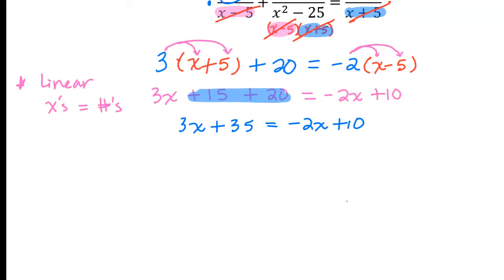And then I need to move the x's to one side and the numbers to the other side. I can either subtract 3x over here, but that's going to be negative 2 minus 3, which is a negative 5. I don't like to have the negative in the x's, so I'm going to move the 2x this way using the inverse. That's negative 2x, so I have to add 2x to both sides. So those cancel, and then the 3x plus 2x gives us a 5x. And then bring down the 35 and the 10.